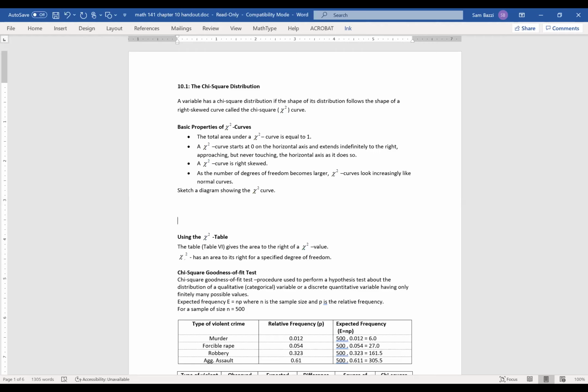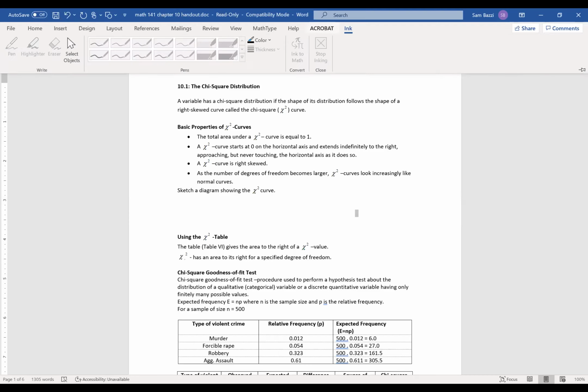The chi-square curve is right skewed, as we discussed. And as I said, the last statement: as the number of degrees of freedom becomes larger, the chi-square curve looks increasingly like the normal curve. And to sketch it, you just sketch it the way we did it. Let me see if the ink works here.